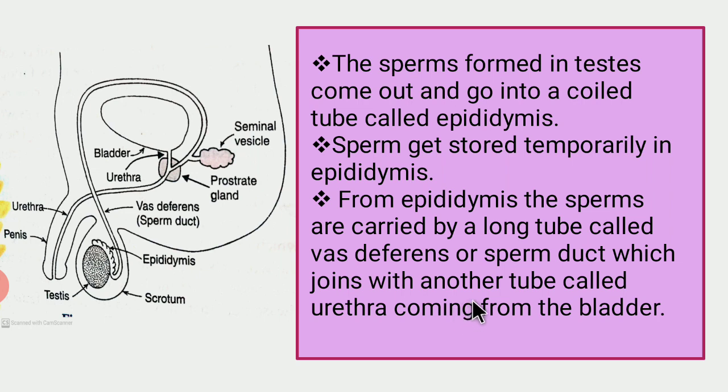which joins another tube called the urethra coming from the bladder. See, this is the urinary bladder and this is the urethra which is coming from the bladder. And here is the point where the sperm duct and urethra join.